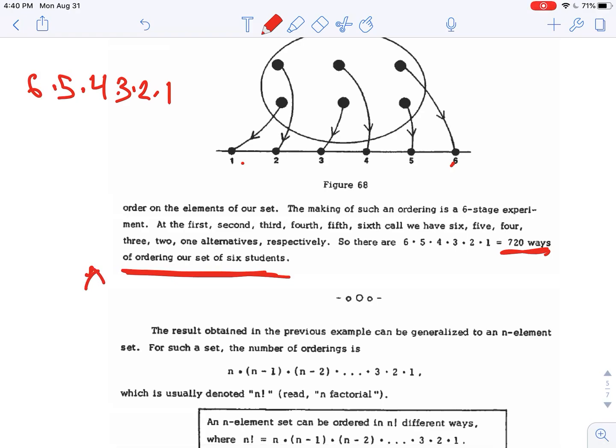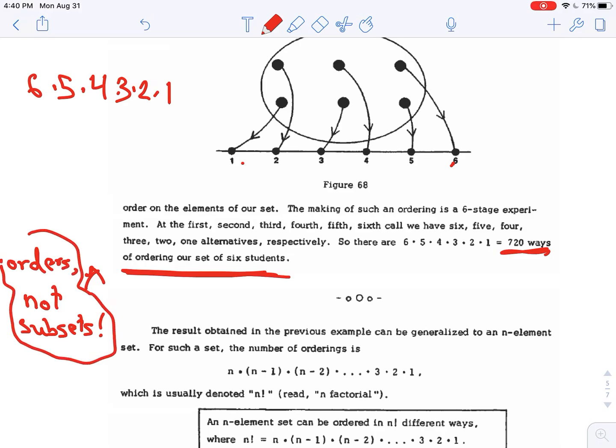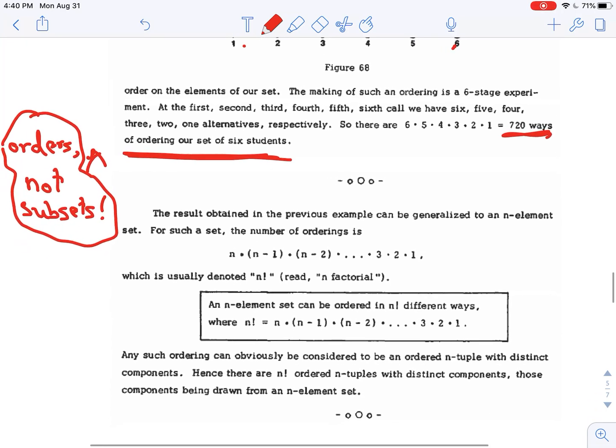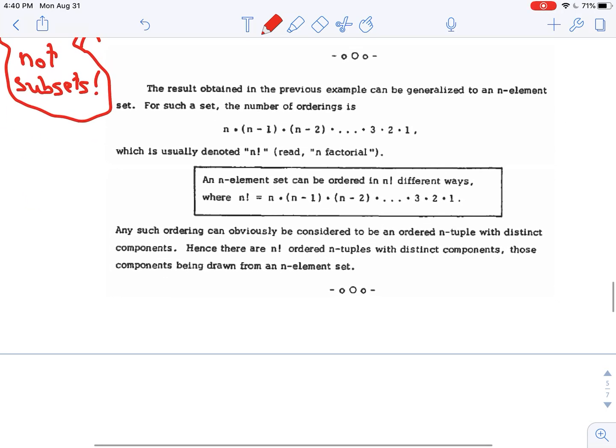Okay, so if I was just going to mention one thing, these are not subsets. Orders, not subsets. So wait, what are subsets? Yeah, I'm getting to those. Just know that we're going to look at something later on and consider how we'd want to be able to count up the subsets. That's going to be a different way of looking at the problem.